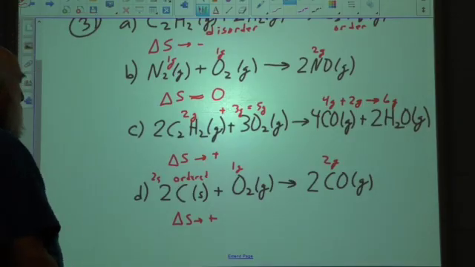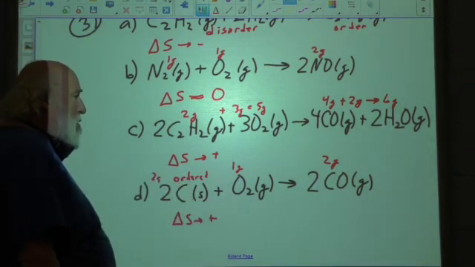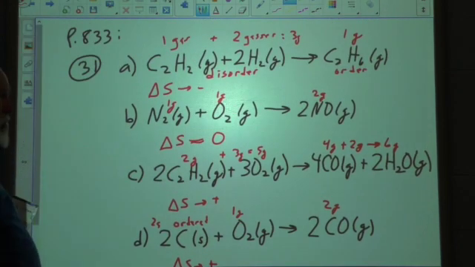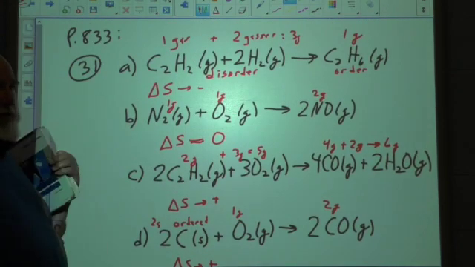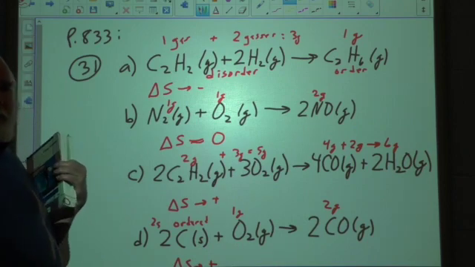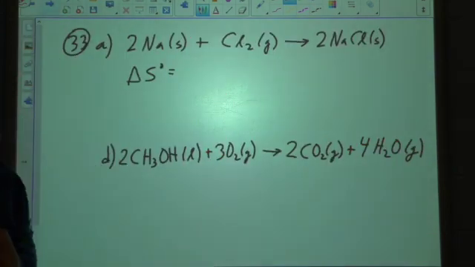Okay? So phases are going to be a source of determining prediction-wise whether it's going to happen. Now, the best way to figure out is by using the charts that scientists have put together for entropy for specific values. And that's what the next problem is going to be about.